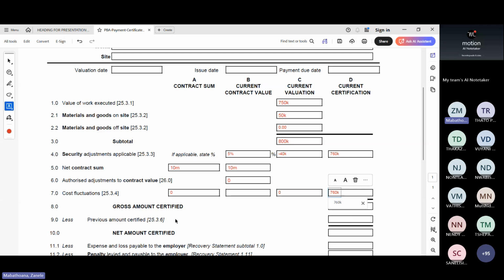Then we say the previous. This is your gross amount certified, 760K, because we've added everything, or the zeros that are there. Then we say previous amount. By the way, maybe 40K.